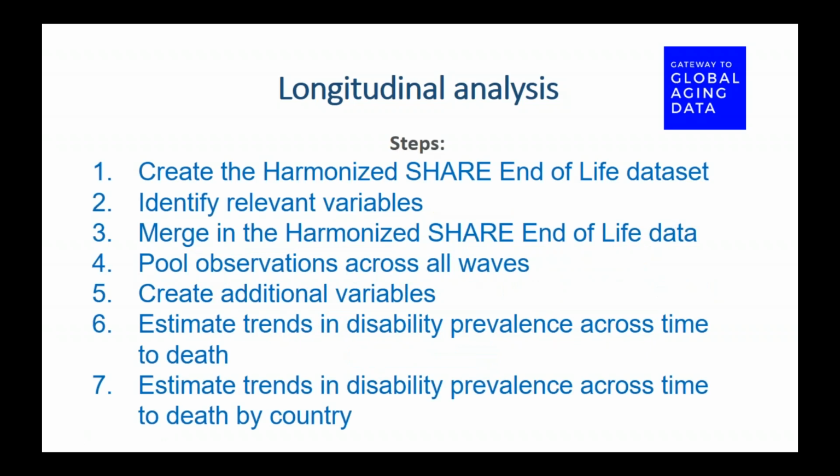So for our steps, we're going to create the Harmonized SHARE end-of-life data set. We're going to identify our relevant variables. We're going to merge in the Harmonized SHARE end-of-life data. We're going to pool observations across all waves, so we'll reshape our data. We'll create a few additional variables. We're going to estimate trends in disability prevalence across time to death. And then we can estimate trends in disability prevalence across time to death by country. So could we see a different time trend in different countries?